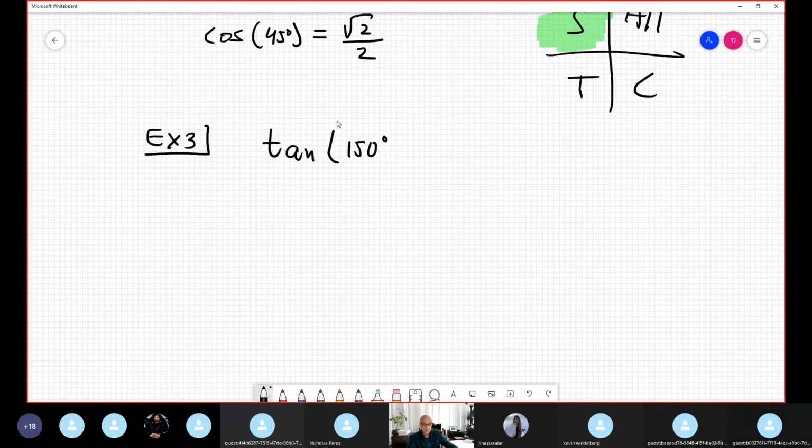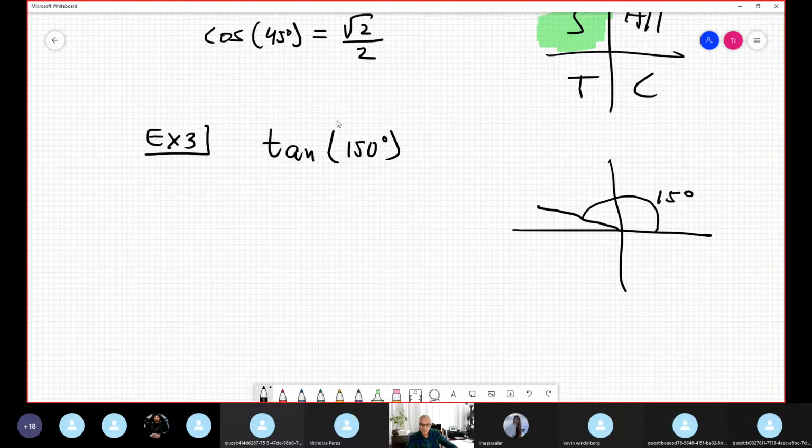Tangent of 150 degrees. In what quadrant does 150 lie? In the second quadrant. Excellent. Very well. It lies in the second quadrant, approximately here. This is 150 degrees, and this is my reference angle, alpha. Alpha is 180 minus 150, which is 30 degrees.